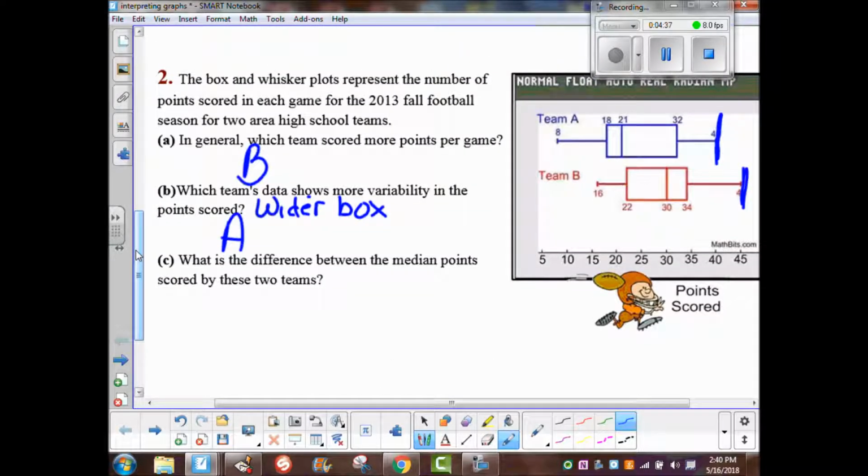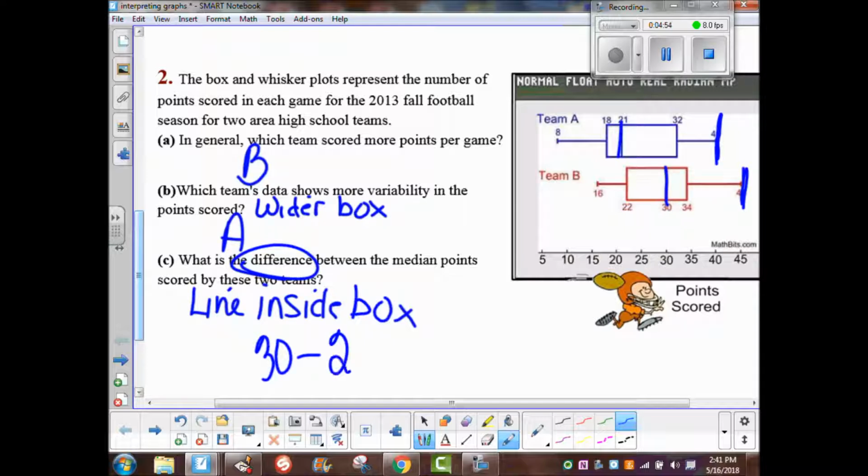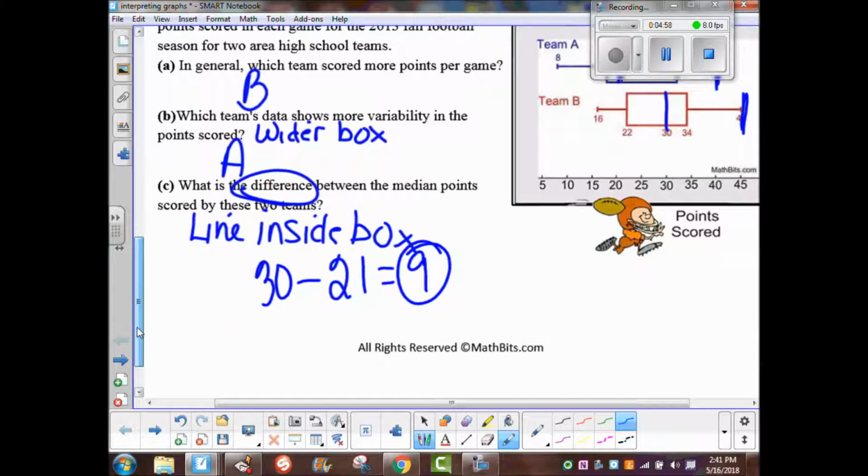And then it says, what is the difference between the median points scored by these two teams? So the median is the line inside the box. And they want to know the difference, so we know we're going to have to subtract those two. So we've got 30 and 21, so the difference is 9. Okay?